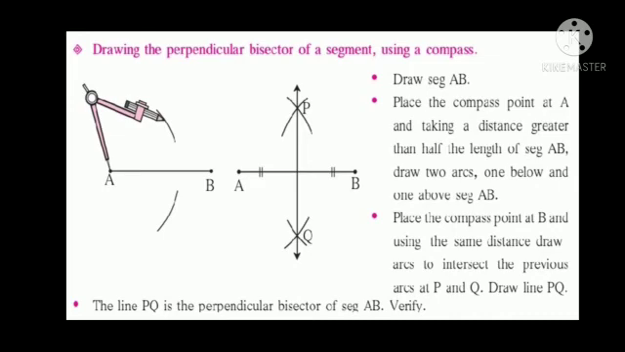So this was all about drawing a perpendicular bisector of a segment by using a compass, and this is the figure that we have obtained after drawing the perpendicular bisector with the help of a compass. These are the steps given in the textbook. So this was all about geometrical constructions and how to draw perpendicular and perpendicular bisector.